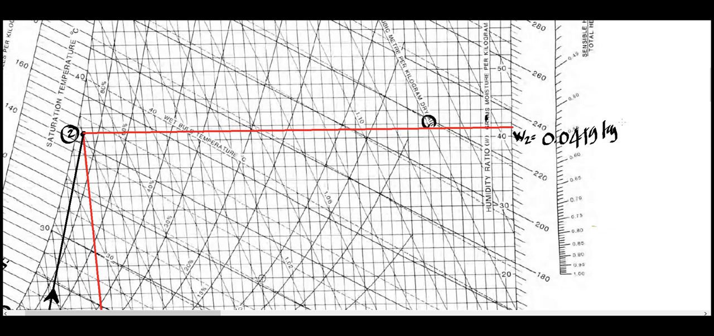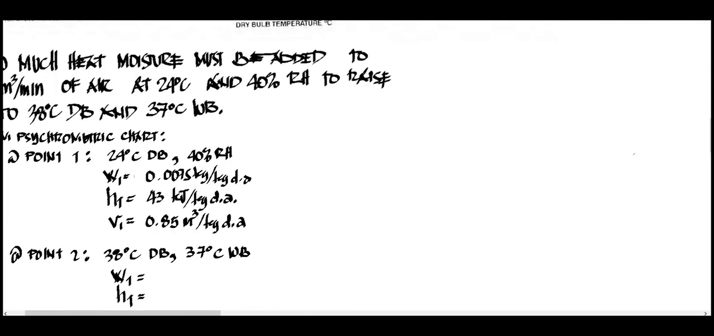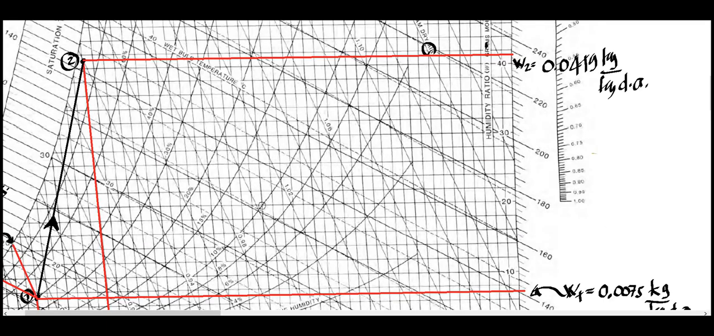So kilogram of water per kilogram of dry air. So we have now the value. This is 0.0419 kilogram per kilogram dry air.